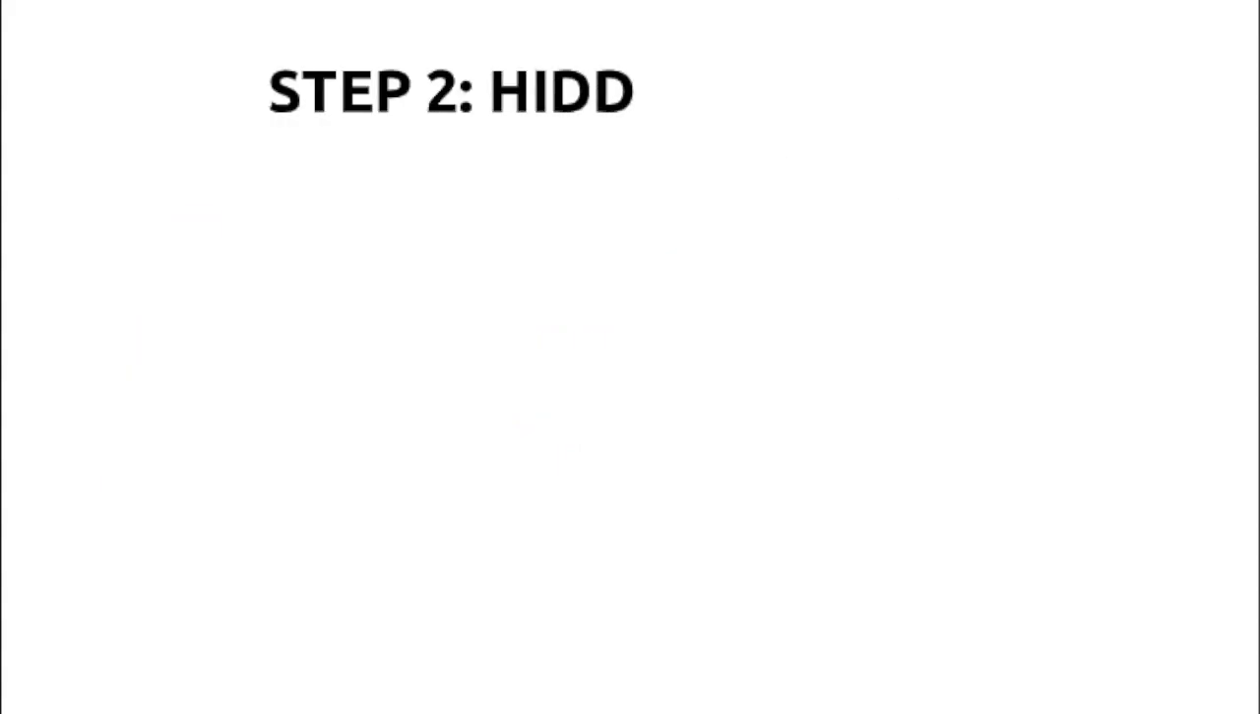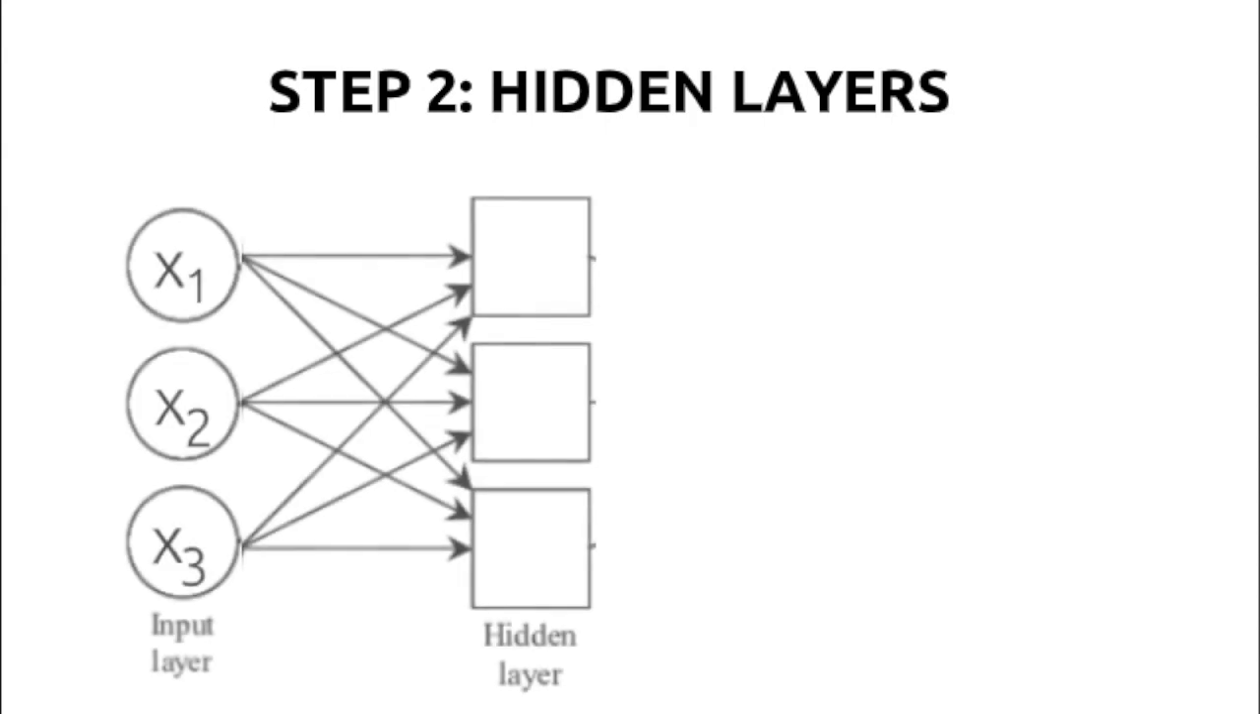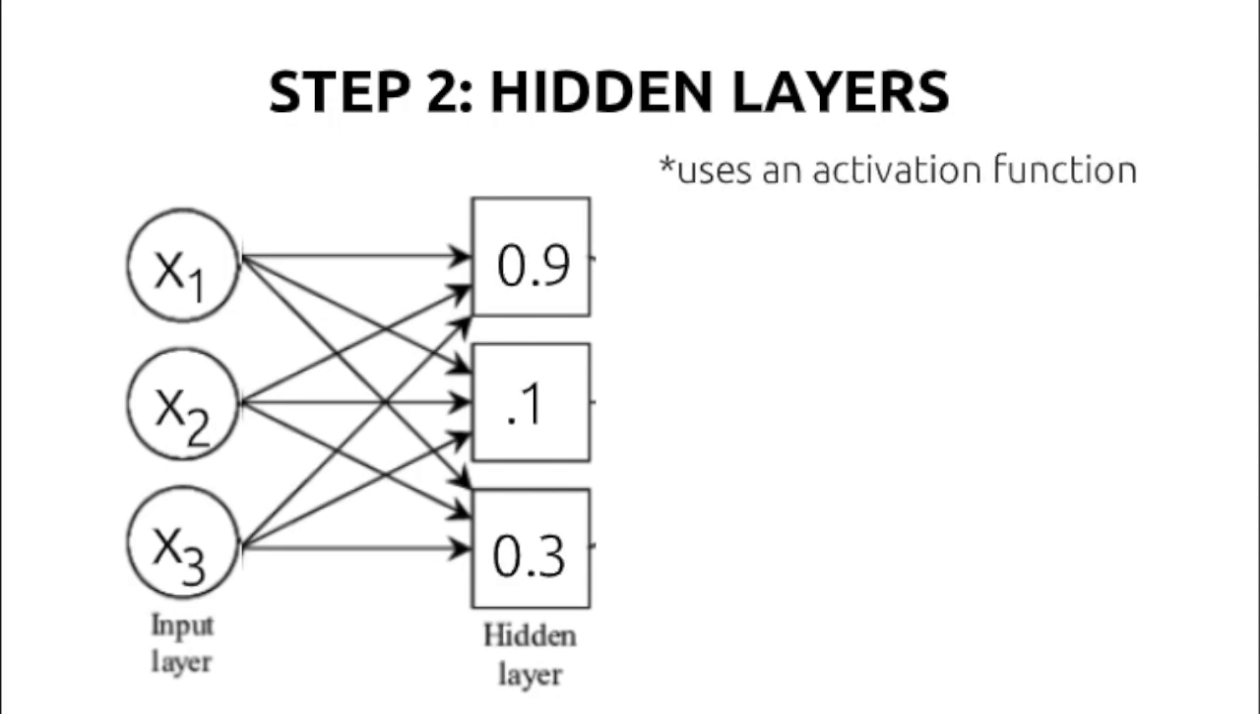Number 2, hidden layers. The numbers are then sent to the hidden layers. The neurons in these new layers take in a group of weight and bias factors from before and convert them into a probability, from 0 to 1 via an activation function. The output value of this layer is the probability that the input pixels are a part of the cat.